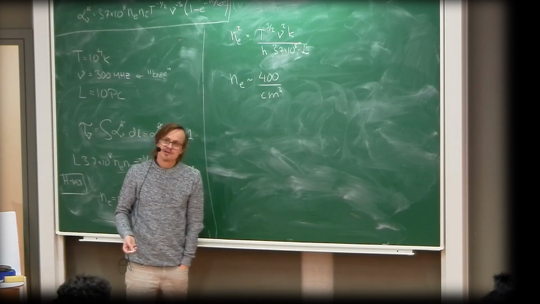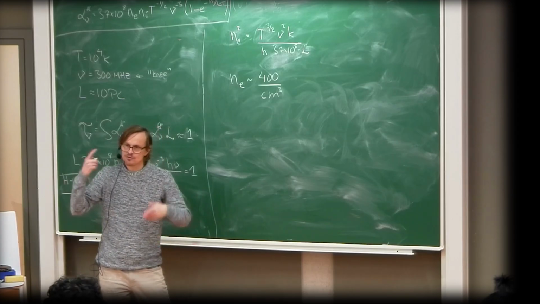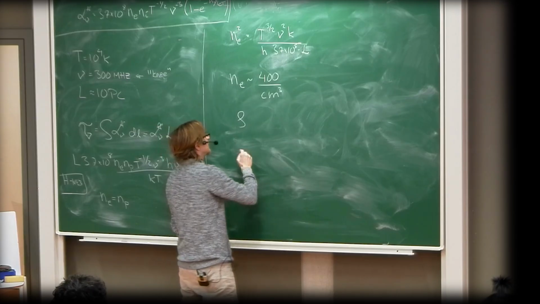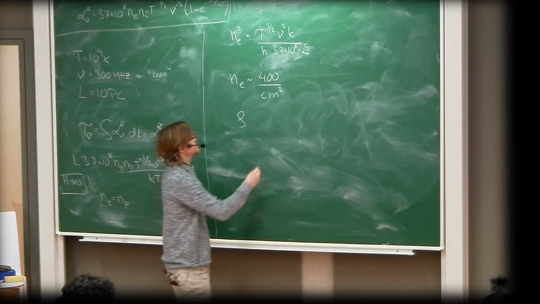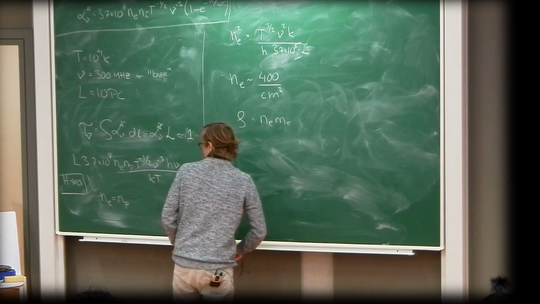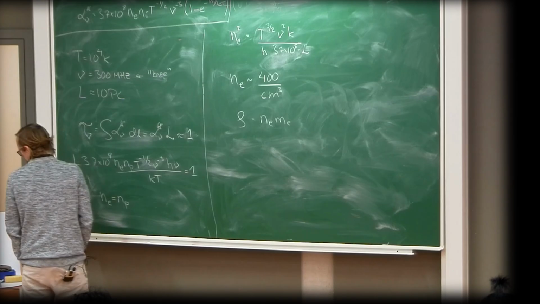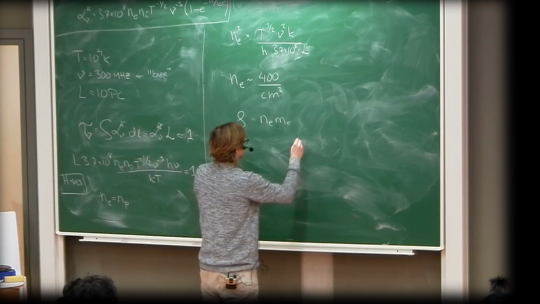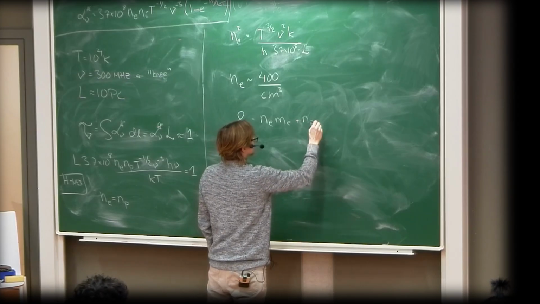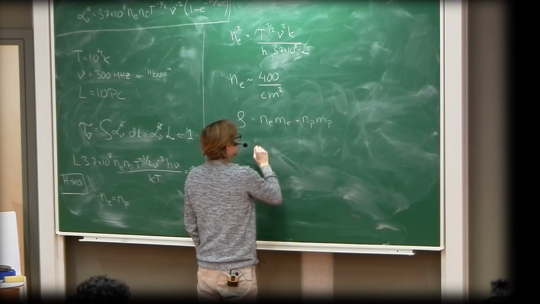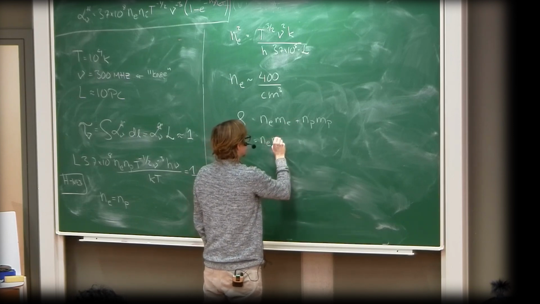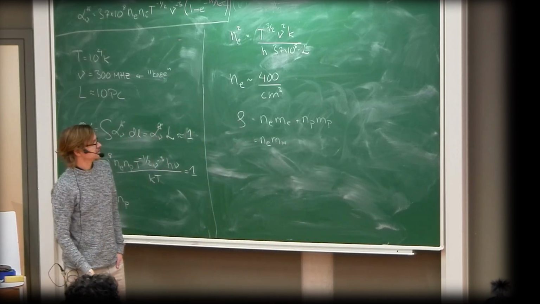Now, often what we want to do is associate this with the mass density, because those are the numbers we have better in our heads. Hopefully. So the mass density, of course, is the number density of electrons times the mass of the electron, plus the number density of protons times the mass of the protons. But since these are the same, this is just Ne times the mass of hydrogen, okay?